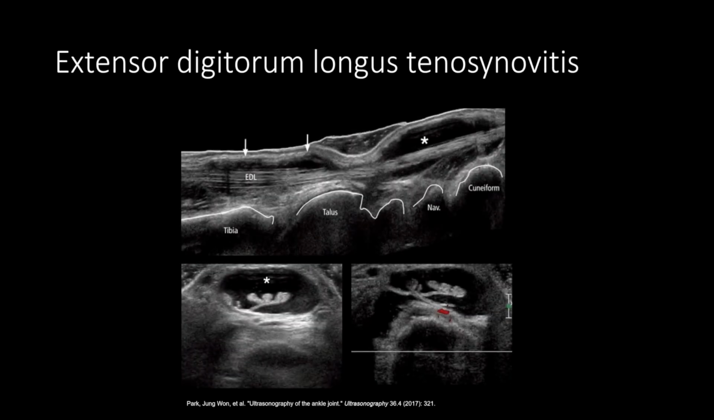Here we have a case of extensor digitorum longus tenosynovitis. The top image is a long axis view and the bottom are short axis. The top and bottom left show fluid around the tendon with arrows pointing at the synovial hypertrophy of the tendon sheath. Color Doppler on the bottom right shows increased vascularity.